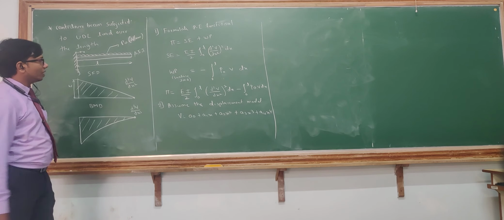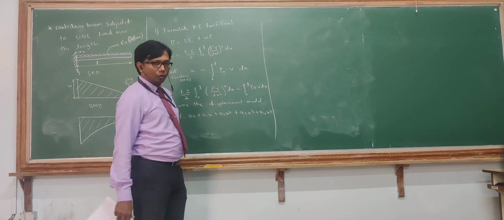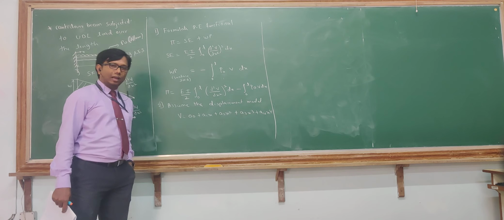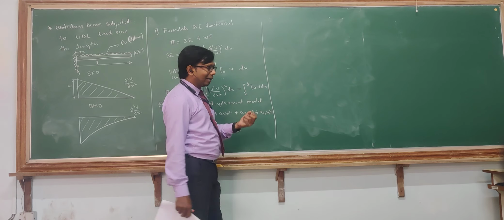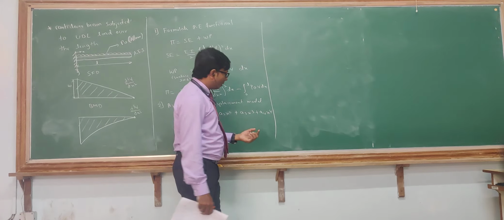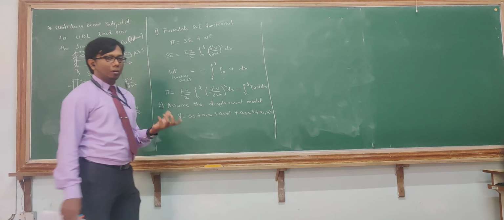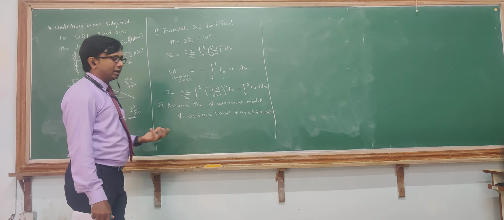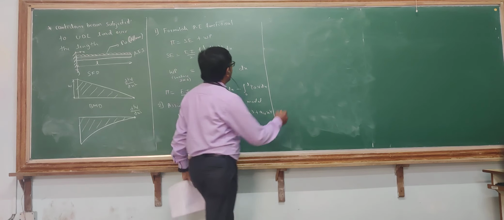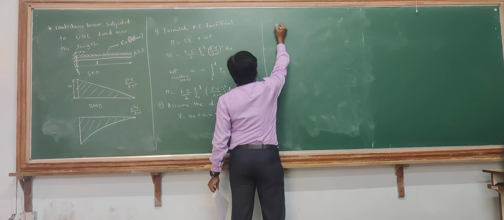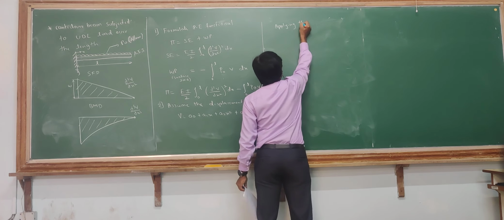I'll apply these boundary conditions to get the values of a0, a1, a2, a3 and a4. Here also the same logic applies, that I'll try to convert everything into a single unknown parameter. If I get a single unknown parameter, I can differentiate or minimize it very easily and get the solution of the problem. So here we'll start with the application of the boundary conditions.